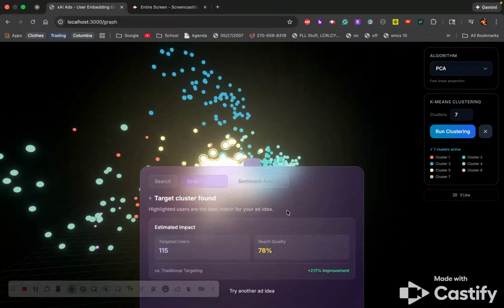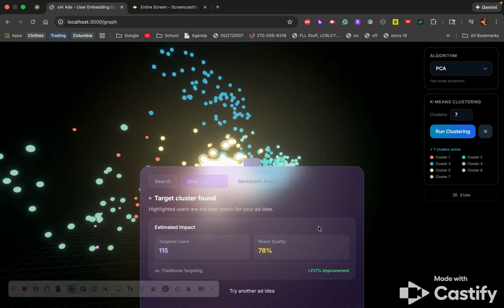Now, here we can get a little bit of understanding of the estimated impact. We've targeted 150 users here, and the reason it's a little low is because we've only trained around 1,200 users. We have a metric called reach quality, which quantifies, or predicts, how likely a user is to actually go. This is based on interactions such as real-time sentiment and previous decisions. And compared to traditional targeting, we can see it's a 217% improvement.